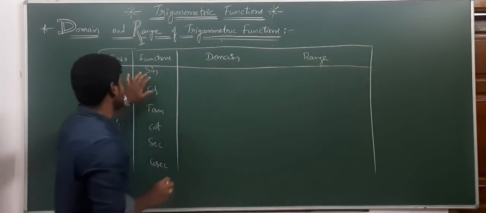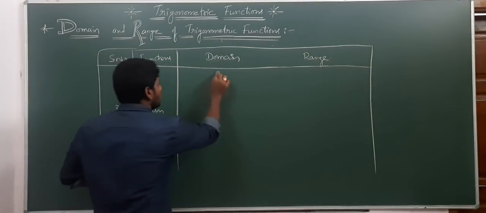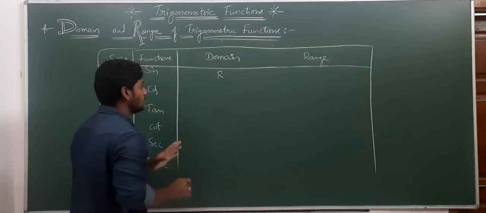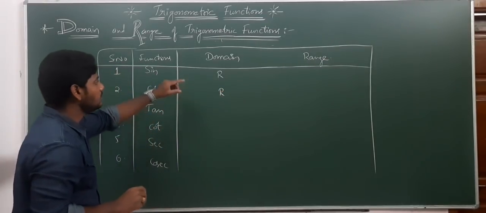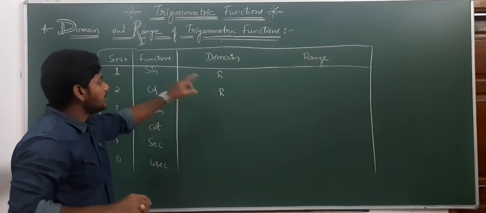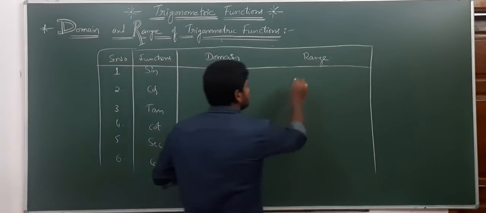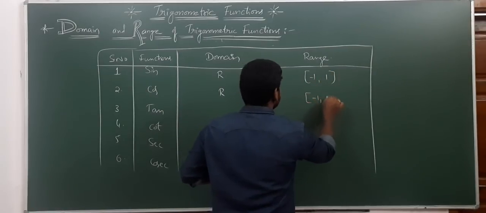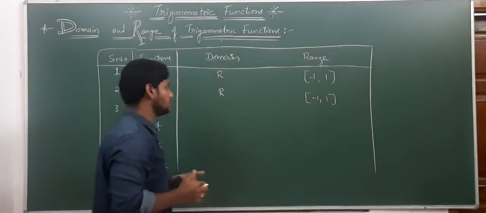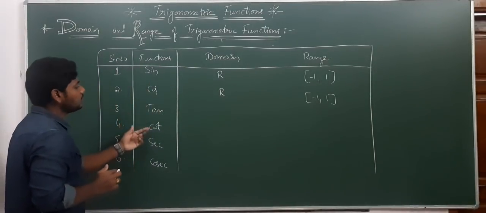See this. When it comes to sine, what is the domain? Capital R, nothing but real numbers. For cos also the domain is real numbers. See how to remember, I will tell easily. R. Range of cos and sine both are the same. Those are minus 1, 1. Here also minus 1, 1. Right?